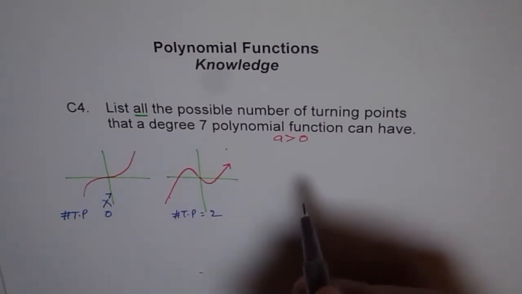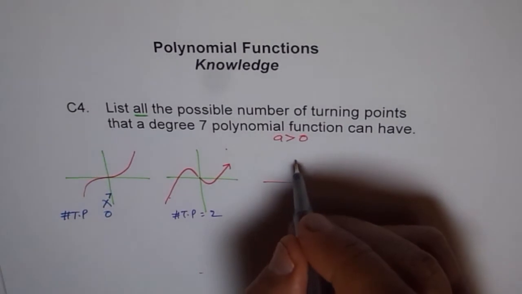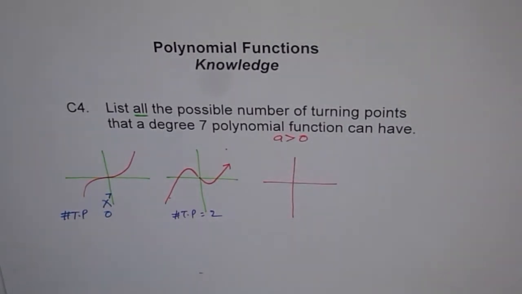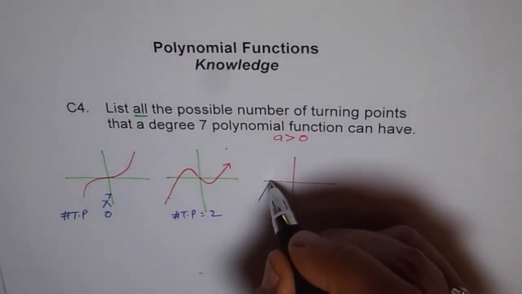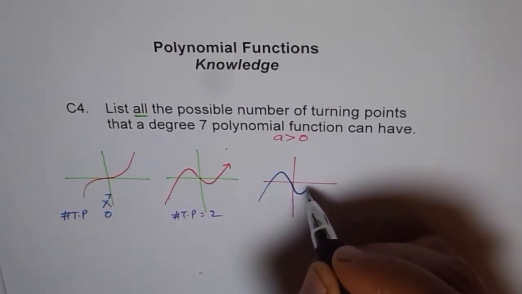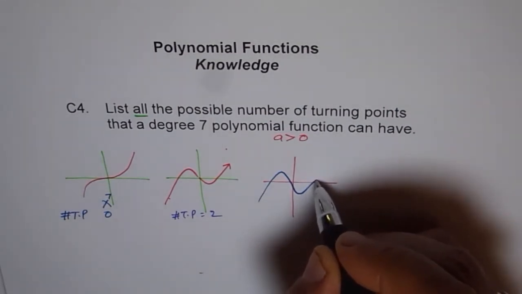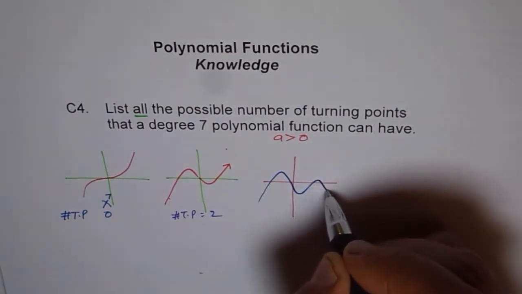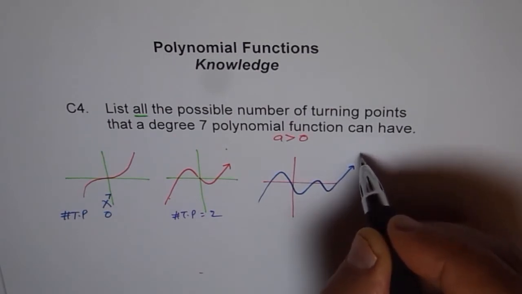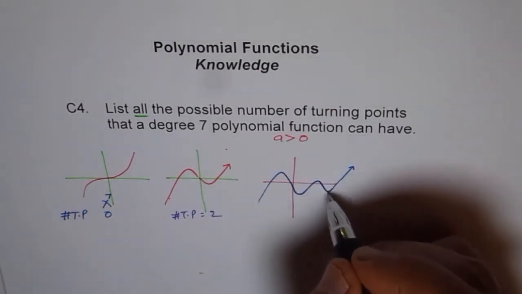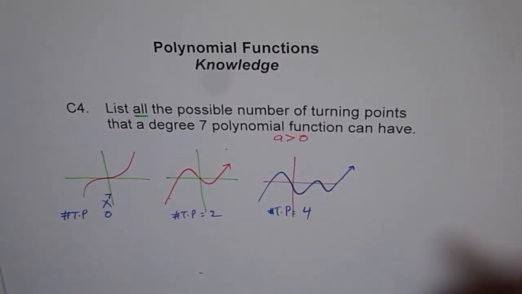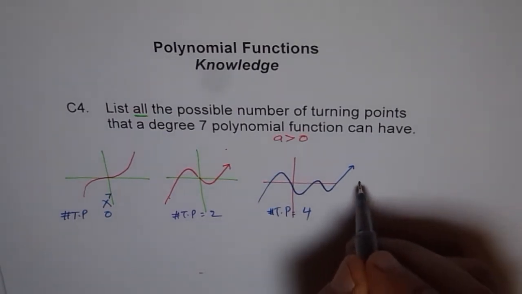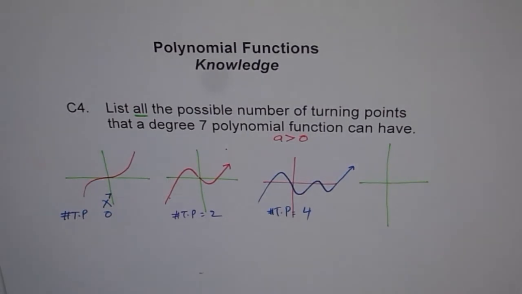Let's try one more. Let me draw with a different color. So let's say this time we take a turn and we take another turn and then we try to do 1 turn. Now if I take a turn, I have to take another turn so that I could land up there. So 1, 2, that's the first 2, and 3, 4. So number of turning points here becomes 4. Correct. But never odd numbers. Do you see we are always getting an even number of turns?